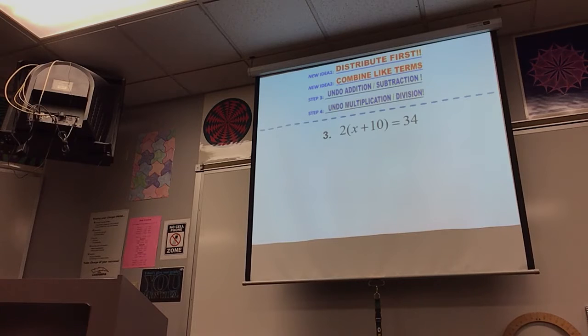2 times what gives us 34? Very cool. 2 times what gives you? What is it? 17. So we know that this is going to have to be 17. So what do you think x is going to be? Should be 7. So now let's do the work and see if we can make sure that it is.